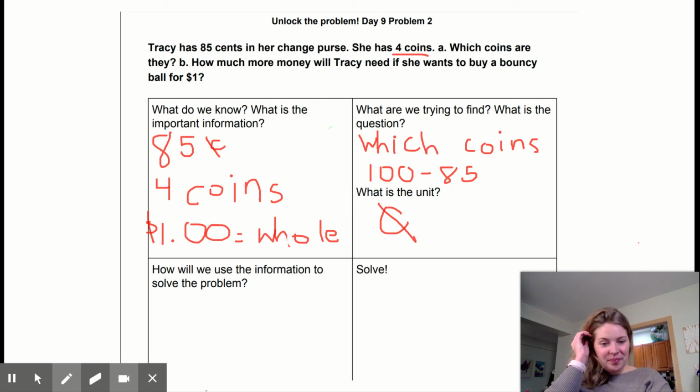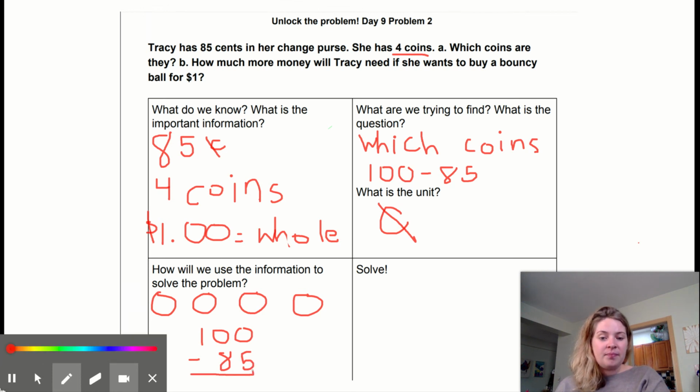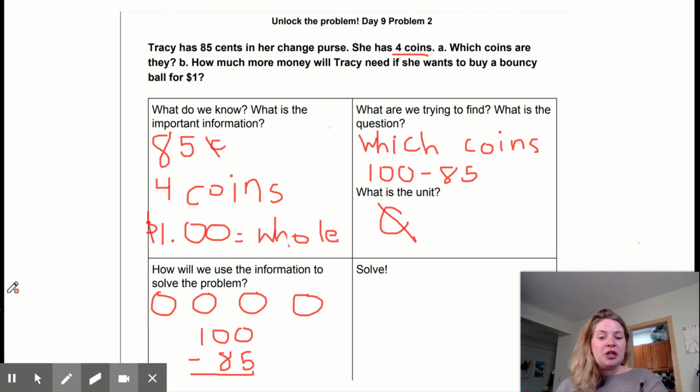All right. How will we use this information to solve the problem? Well, we know we can only have 4 coins. And then we also know that we're going to be doing 100 minus 85, which we could do many different ways. So you will need to choose your strategy to help you solve. Maybe you'll do it the vertical way. Maybe you'll model. Whatever you decide to do is totally fine with me, okay? Finally, you and only you are going to solve this problem.